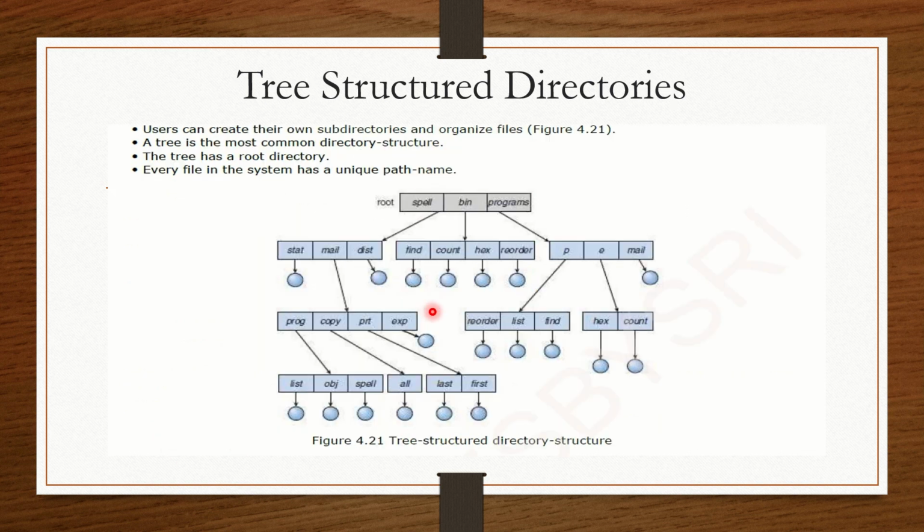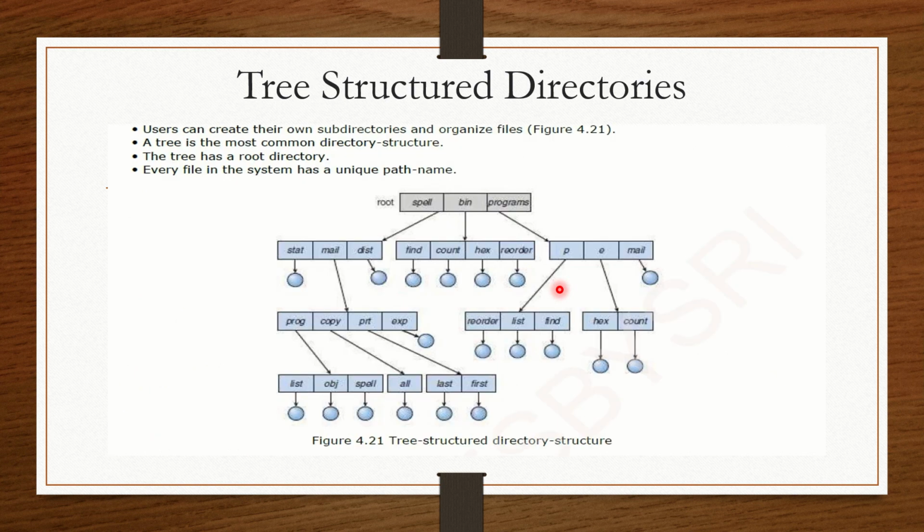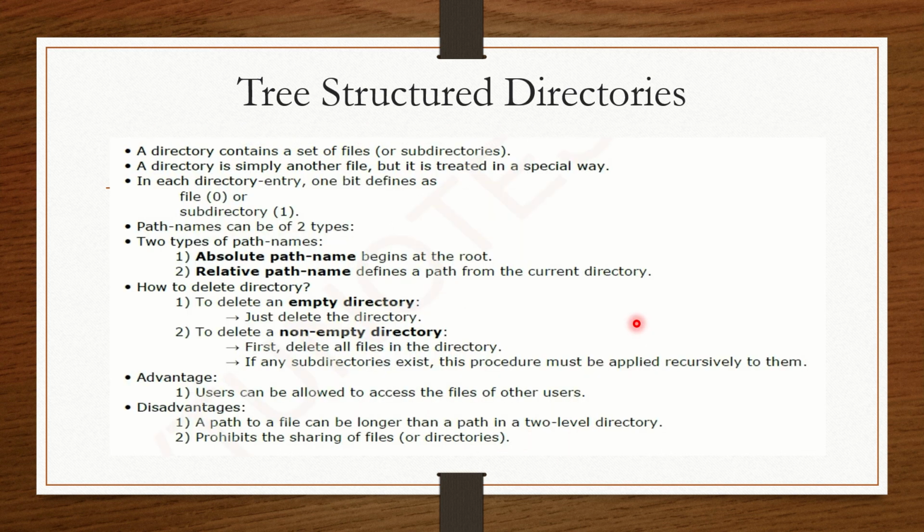Okay, it will begin from the root, that is the absolute path name of a file. And a relative path name defines a path from the current directory structure. Current directory structure means, suppose for this particular file, the current directory will be the relative path name. So it defines a path from the current directory, whereas an absolute path name will begin from the root directory.